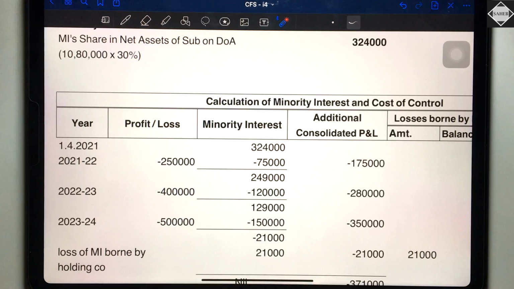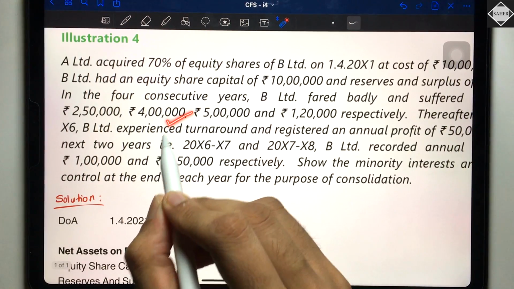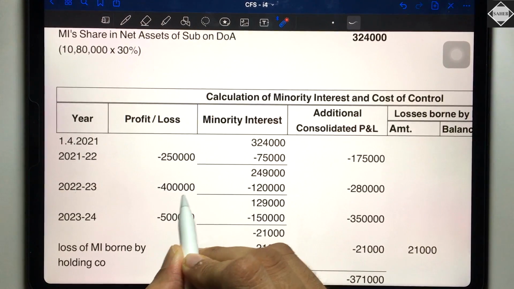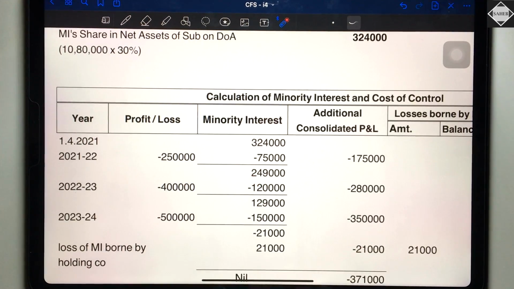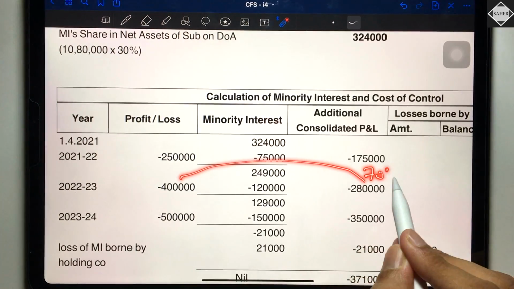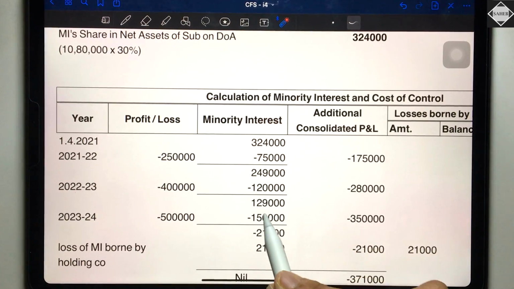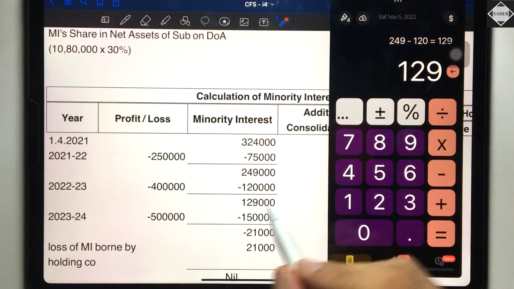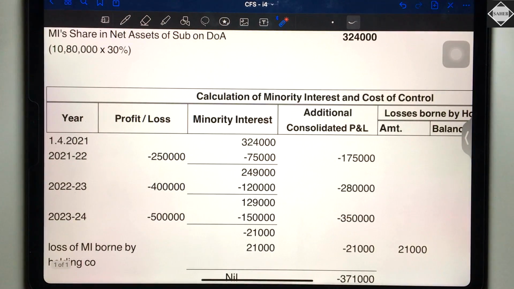2,49,000. And then what happened next year? In the next year, we come to know that a 4 lakh loss has happened. So take it in the profit and loss column as negative 4 lakh. And then 30% of this is 1,20,000, and 70% of this is 2,80,000. Is that clear? Subtract: 2,49,000 minus 1,20,000 is 1,29,000. Still the minority interest is positive, so the rule has not applied yet. When it becomes negative, then we'll see what will happen.